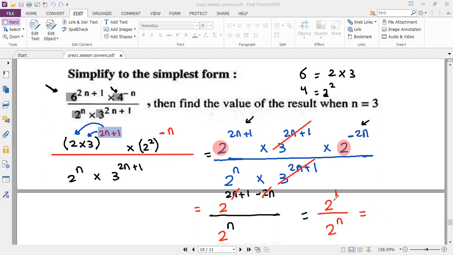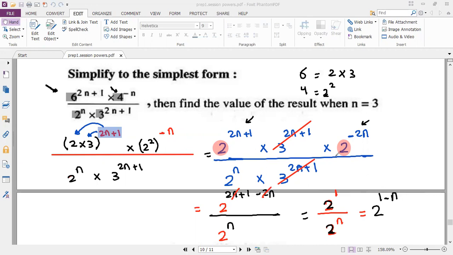equals, because they are like bases, 2 and 2, and we are dividing, so write 2 and subtract powers. We have here 1 and we have n at the bottom. So 1 minus n. This is the simplest form of this expression: 2 to the power of 1 minus n.